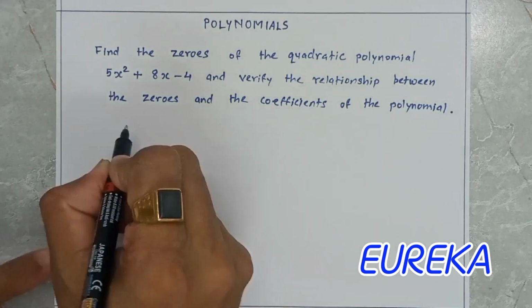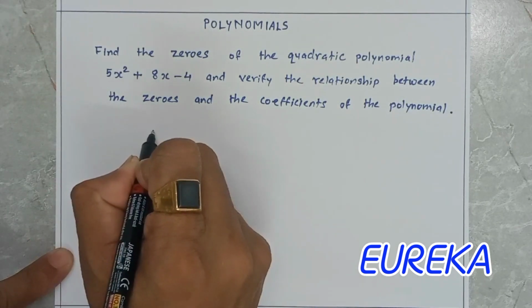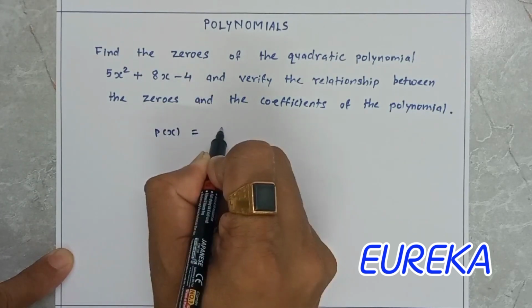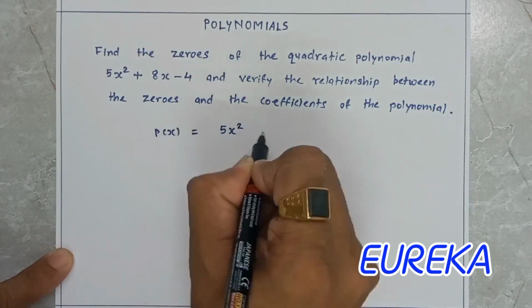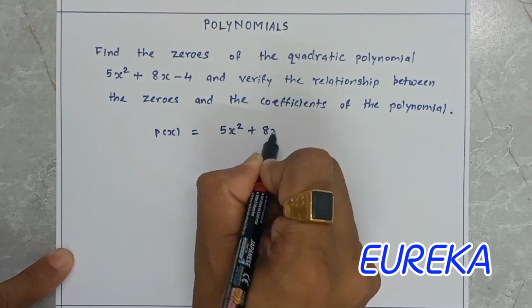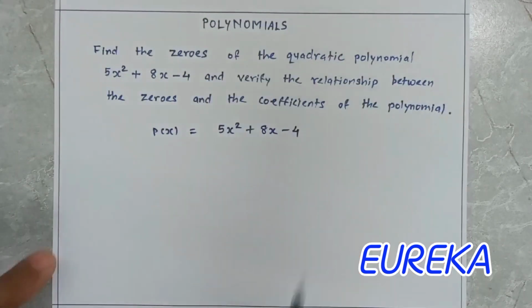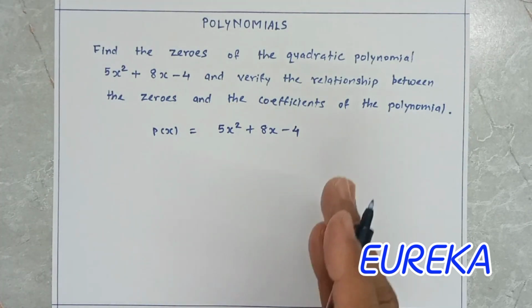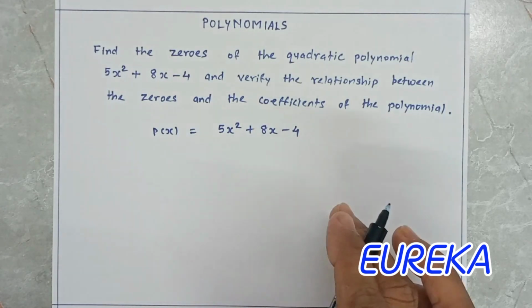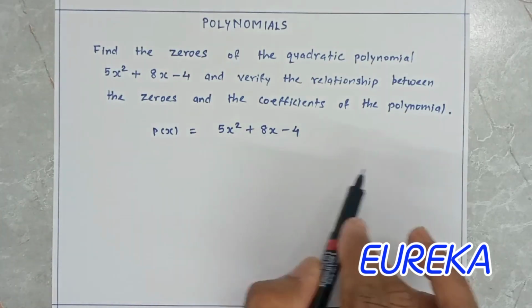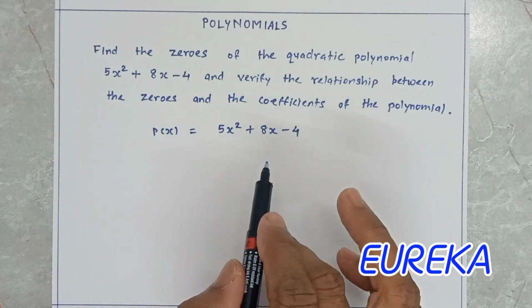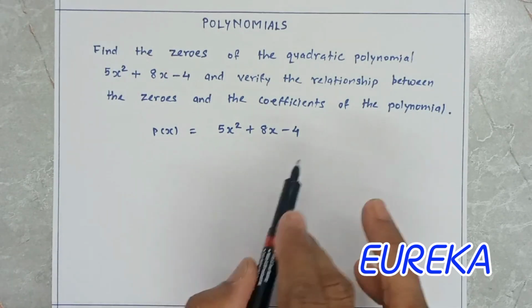First we will consider the polynomial. Let p of x equals 5x square plus 8x minus 4. Now when we are trying to find the zeros, first we need to factorize the given polynomial. We have learned many methods of factorizing. Here we are going to use splitting the middle term. So how to split the middle term?